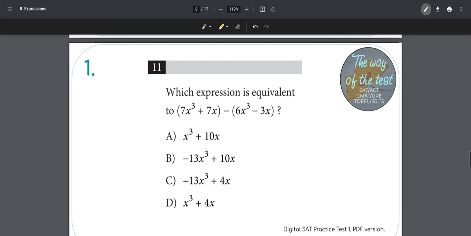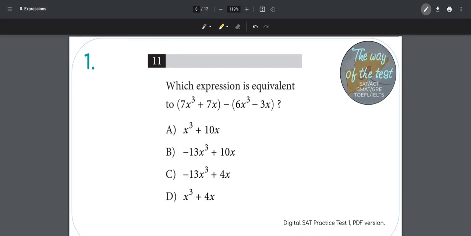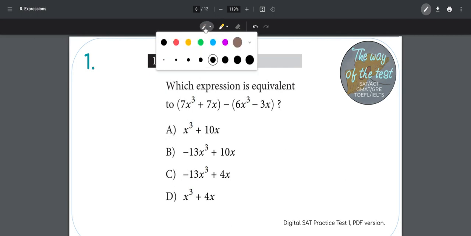I want you to pause the video right now and solve this question. This is a question from the Digital Practice Test. Pause the video, solve the question, find your answer. Now we're going to solve it. If you look at the alternatives, again, we're going to solve it in 2 different ways.